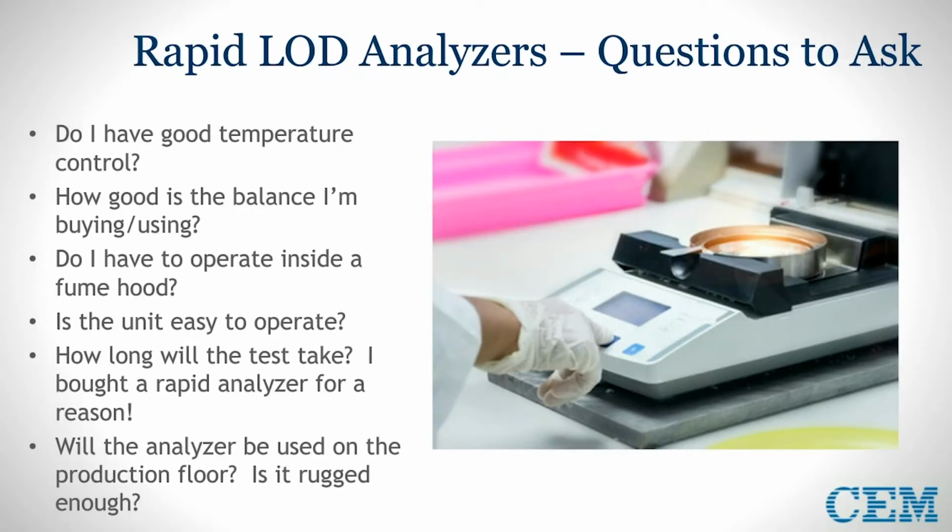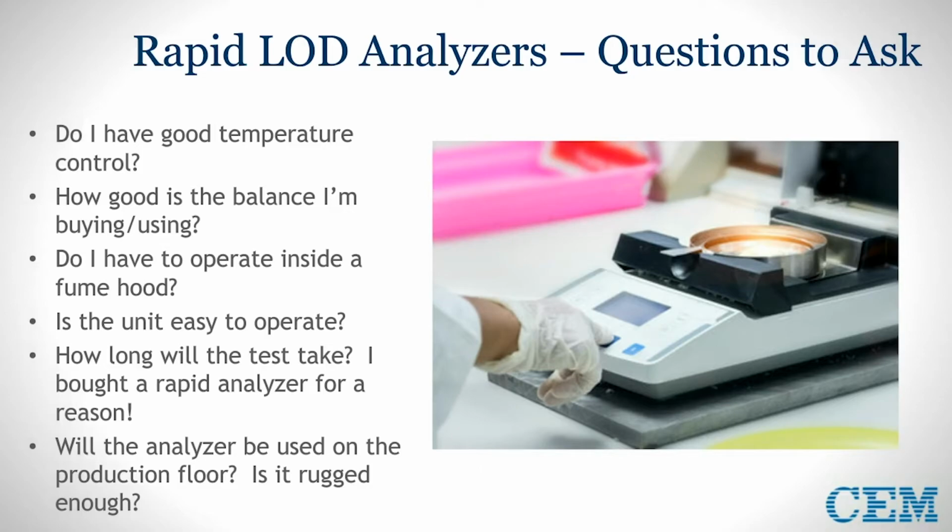As we discussed in the risks, it's very important to make sure you're drying at the right temperature, so you're driving off all of the volatile components you want to drive off without burning the sample. The other question is, how good is the balance I'm using? Probably the most expensive component in any loss on drying analyzer is the balance. Typically, the price of the unit is directly comparable to the quality of that balance. So you want to make sure you have a good quality balance that's going to take good readings.